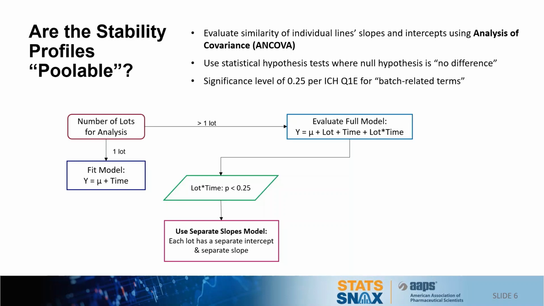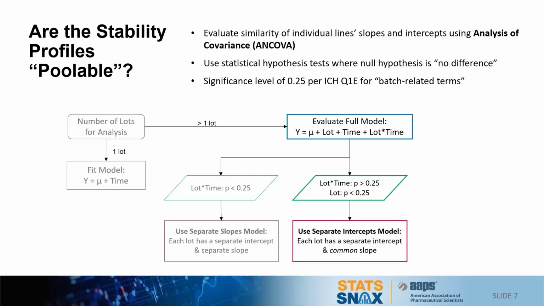That's y equals some intercept plus lot times time. A hypothesis test of the lot times time term is conducted to ask, is there evidence that the difference in slopes is greater than 0? The p-value for this test is compared to 0.25, and a p-value less than 0.25 is taken as evidence that the lines are not parallel. In this case, model reduction stops, and we use the separate slopes model, where each lot is fit with a separate regression line. Each lot has its own slope and intercept.